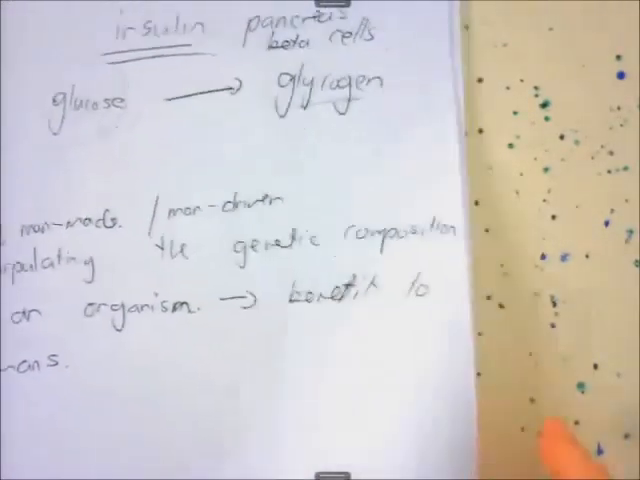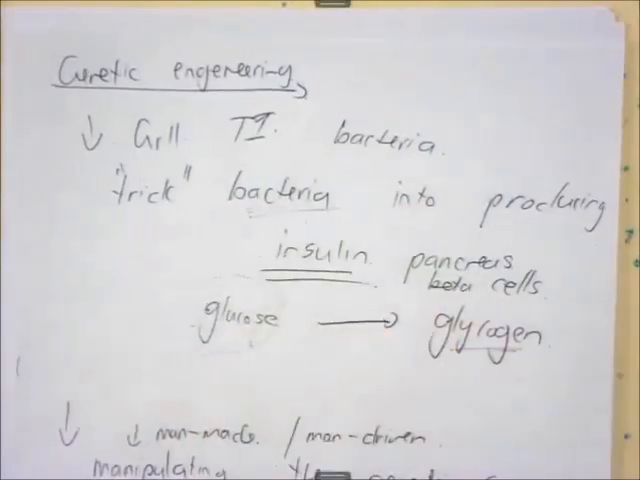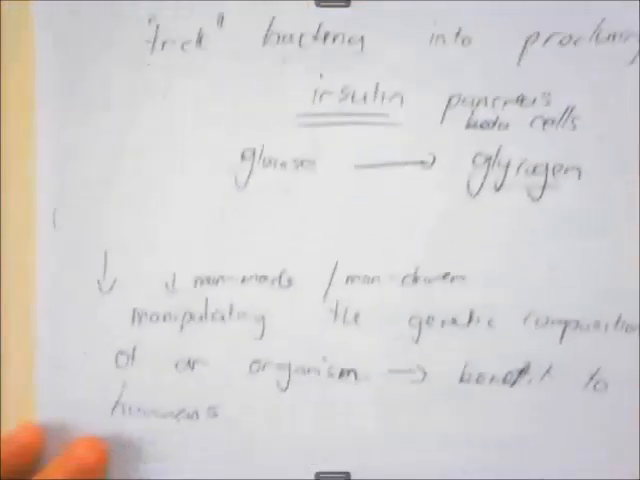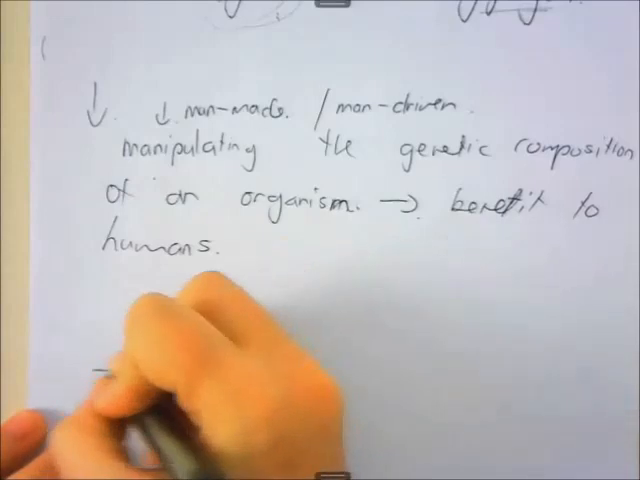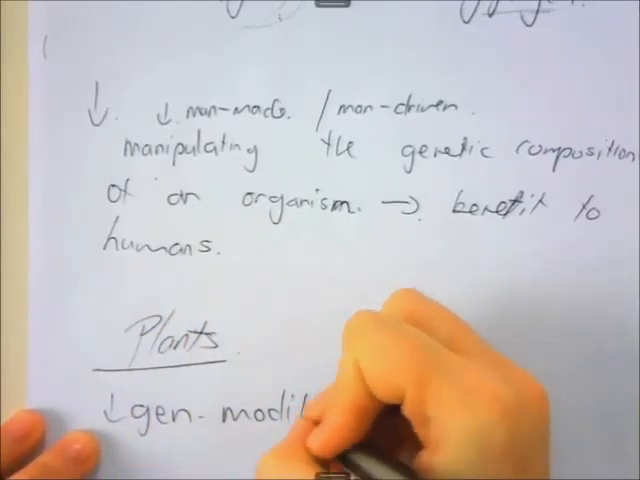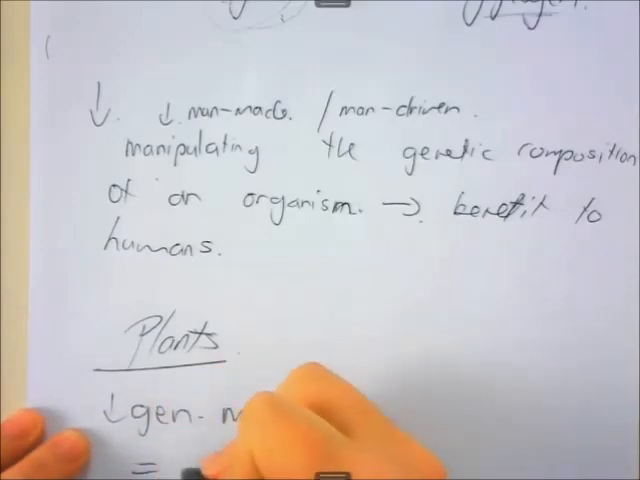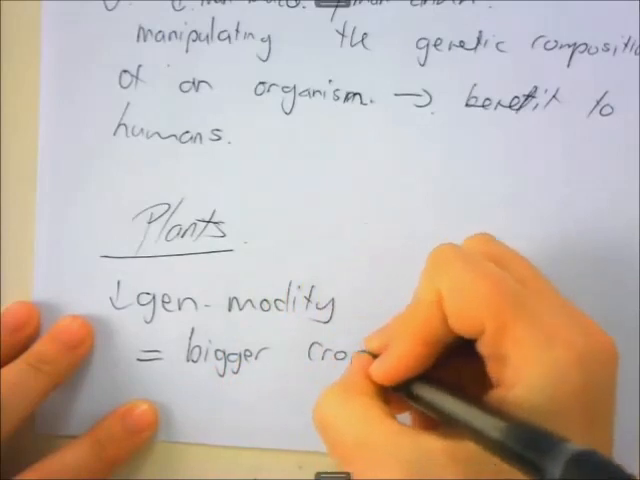Okay, so bacteria is just one example of genetically modified organisms that we can use. We can also genetically modify plants. Okay, and we can genetically modify plants to produce a bigger yield, for example, a bigger crop yield.